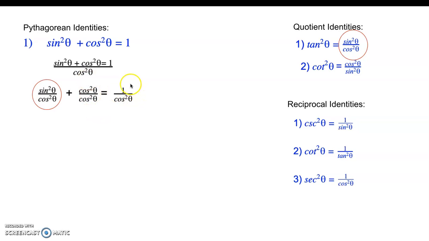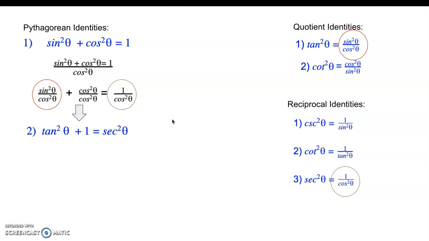And now let's look at 1 divided by cos squared theta. For that, we can look under our reciprocal identities, and we see that 1 divided by cos squared theta is equivalent to secant squared theta, so we can substitute secant squared theta into this expression, and we get the second Pythagorean identity: tan squared theta plus 1 equals secant squared theta.